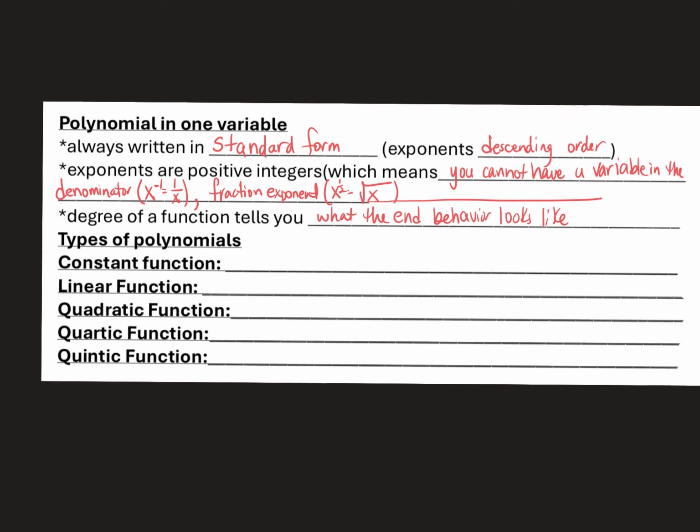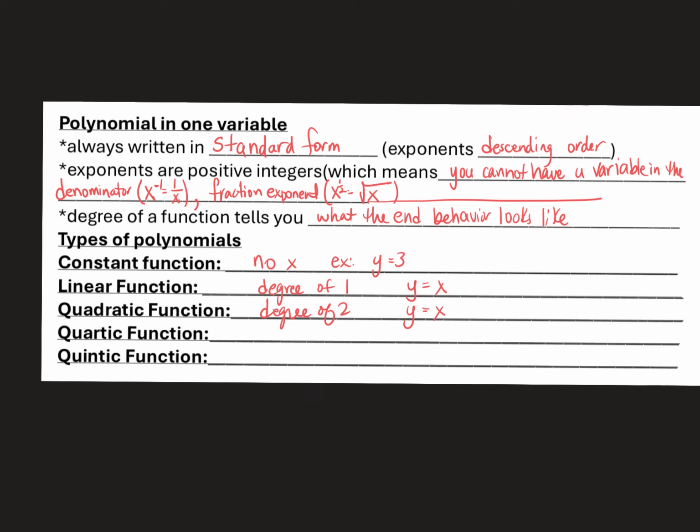And then there are some polynomials that you need to know. That would be a constant function. That means that you have no x. For example, y equals 3. That's a constant function. A linear function means you have a degree of 1. So y equals x, that is a linear function. A quadratic function means you have a degree of 2.